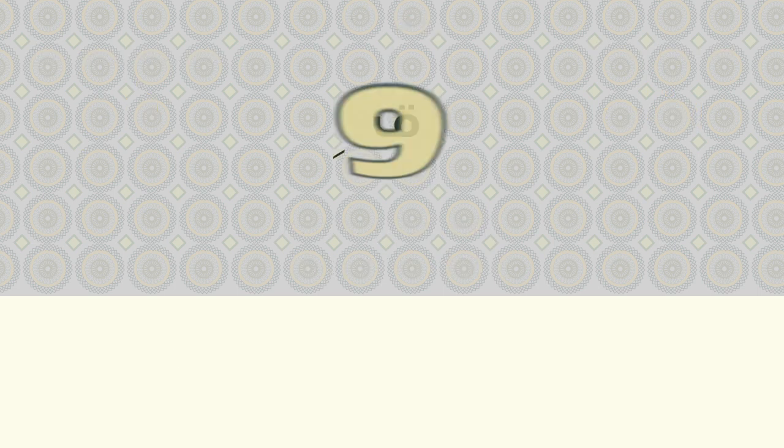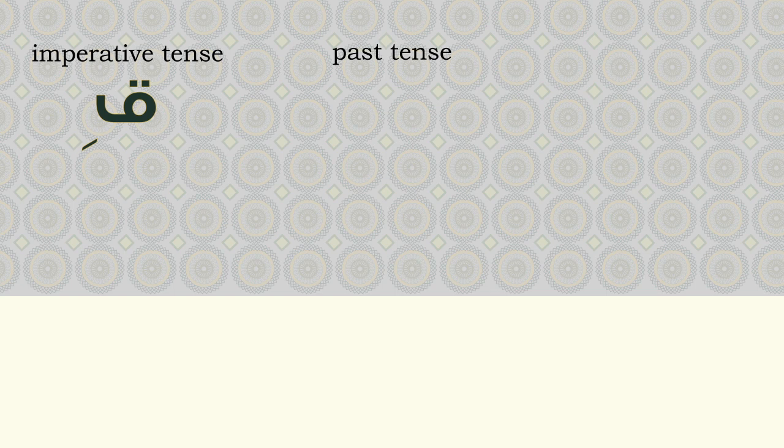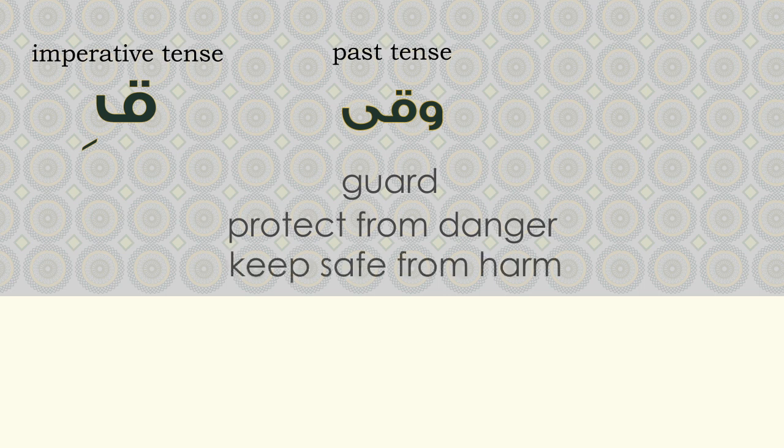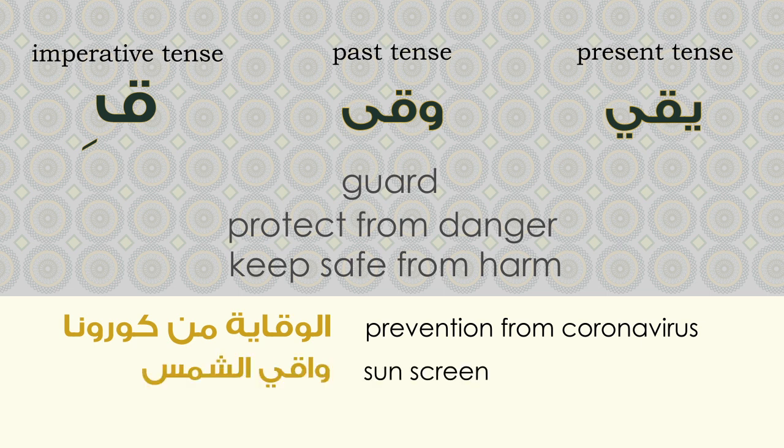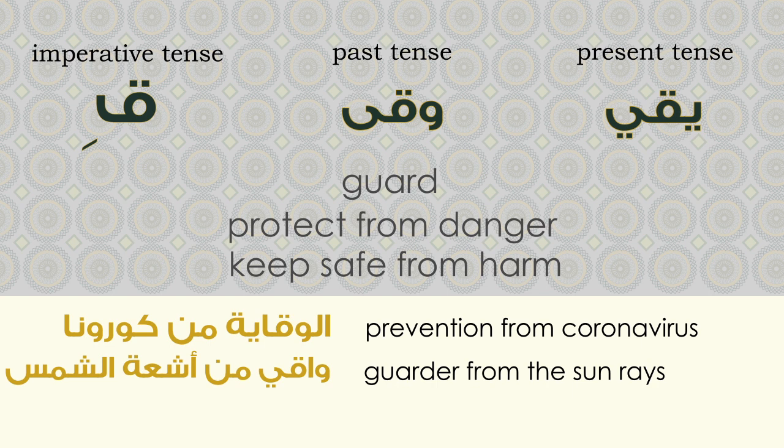Ninth, qi. The past tense is waqa, which means guard, protect from danger, keep safe from harm. The present tense is yaqi. These days we hear a lot al-wiqaya min corona, which means prevention from coronavirus. The sunscreen is called waqi shams, or a longer version, waqi min asha'at shams, meaning guarded from the sun rays. And in the Holy Quran, قُوا أَنفُسَكُمْ وَأَهْلِيكُمْ نَارًا. Here the imperative verb is used with the plural pronoun waw al-jama'a.